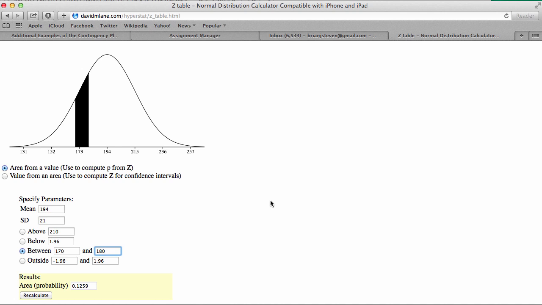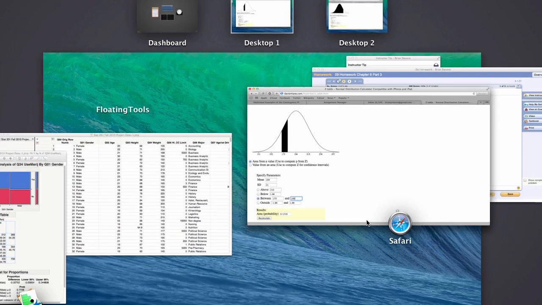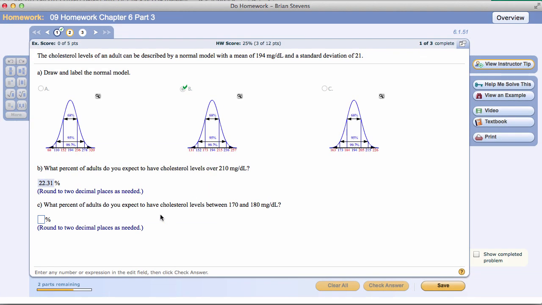Use the links in the description below if you're a little bit confused how to use the calculator on that. And we will get the same answer here of 12.59. And there it is. Going back over here, we enter in 12.59.